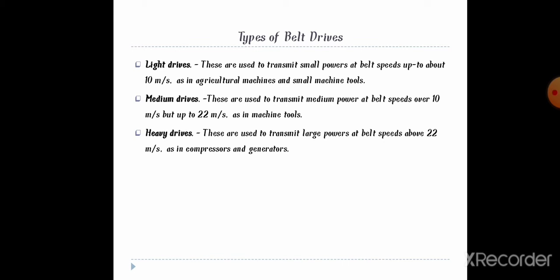Medium belt drives are used when we want to transmit a medium amount of power, from 10 meters per second to 22 meters per second, generally observed in machine tools. Heavy drives. These drives are used when we want to transmit power above about 22 meters per second, generally observed in compressors, generators, etc.